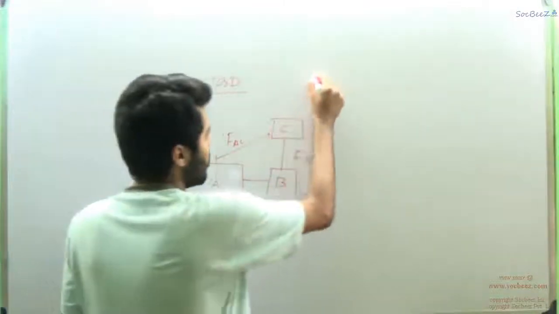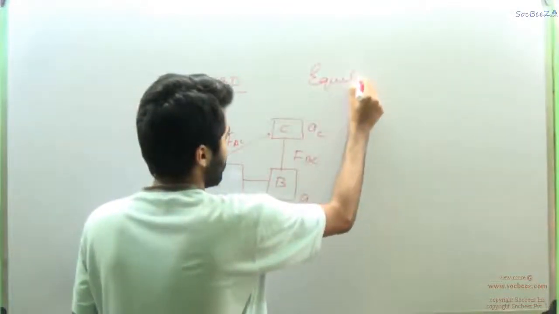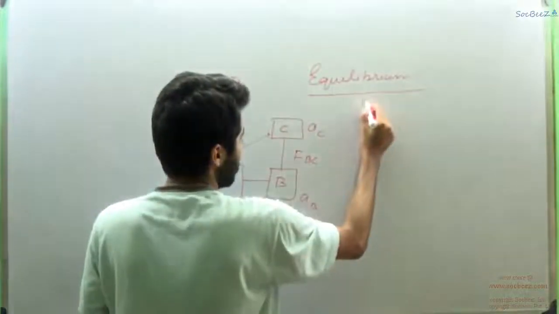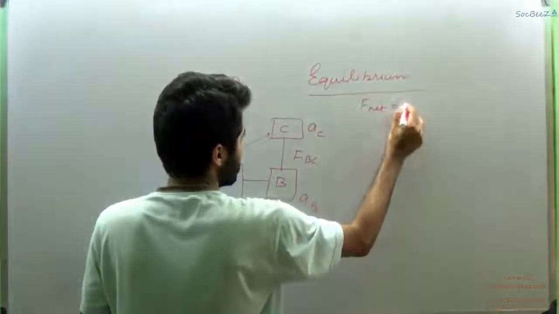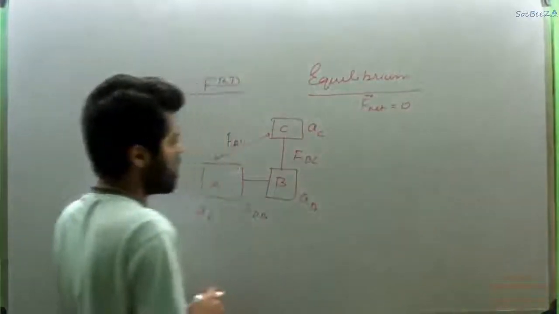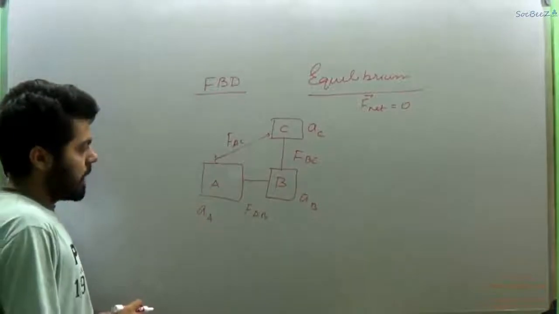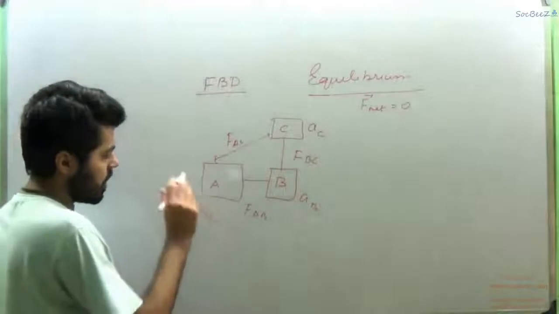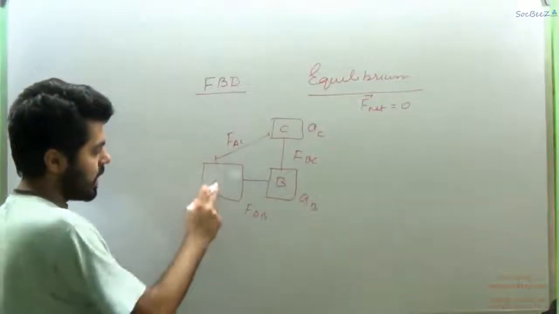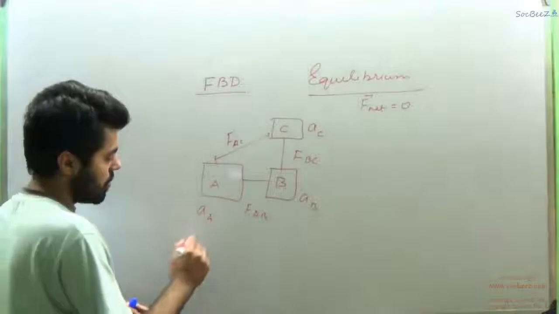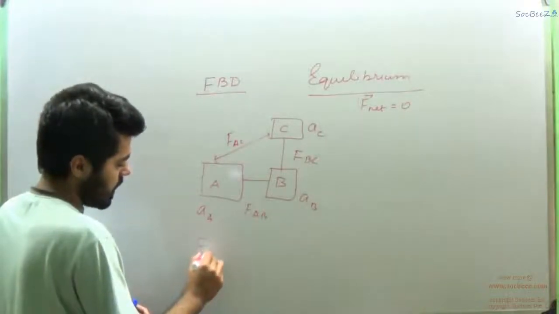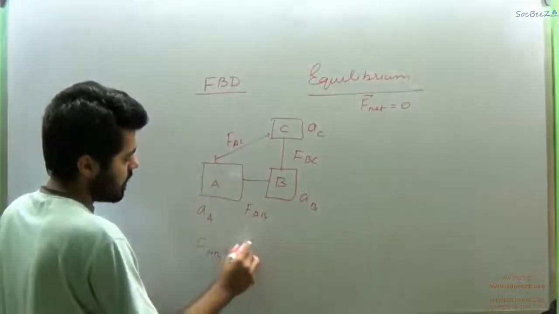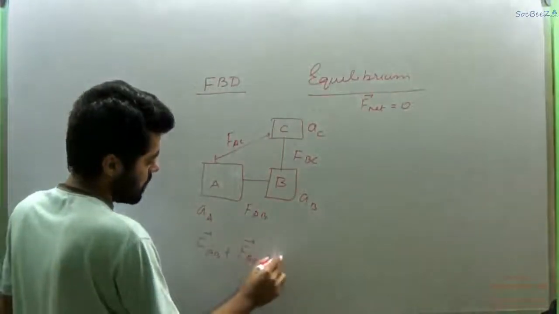So whenever there is the word equilibrium, equilibrium means F net is 0. Suppose I say that this object A is at equilibrium. It means all the forces acting on A result in 0. It means force AB plus force AC, the summation, adds up to 0.